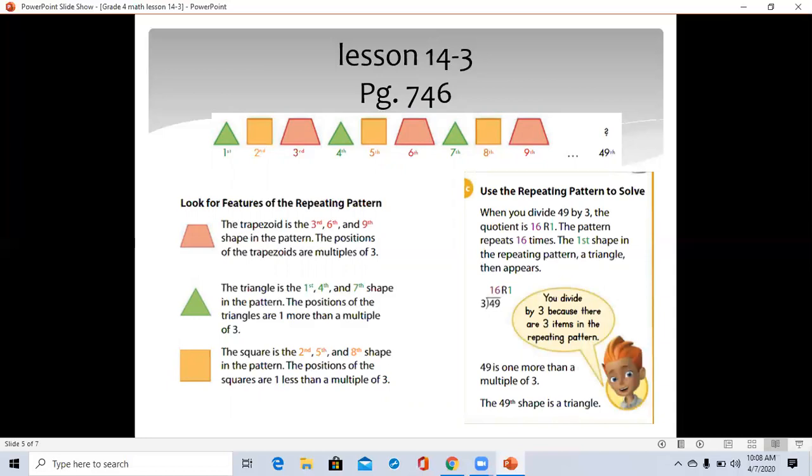If I divide 49 by 3, I get 16 and 1 left, which means that I have to add 1 to get to my 49th shape. So if I add 1 on this pattern, then I know the triangle will be the 49th shape.